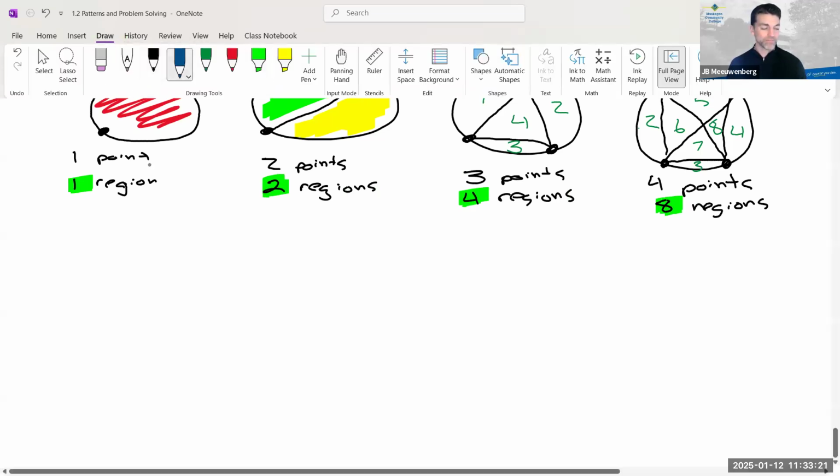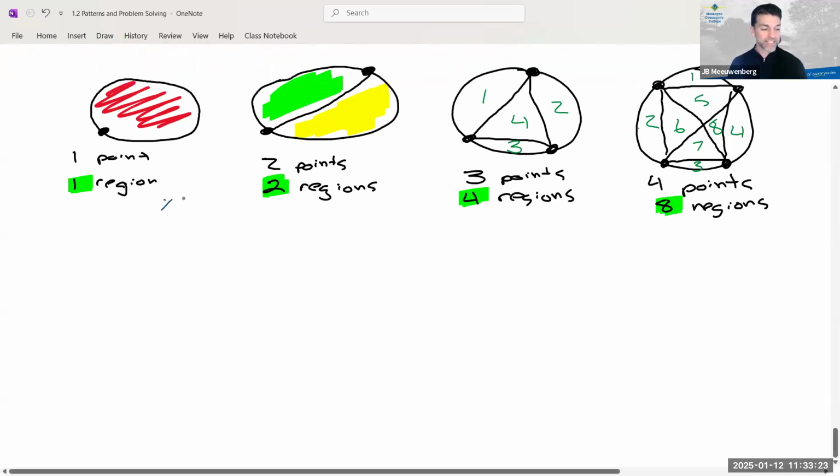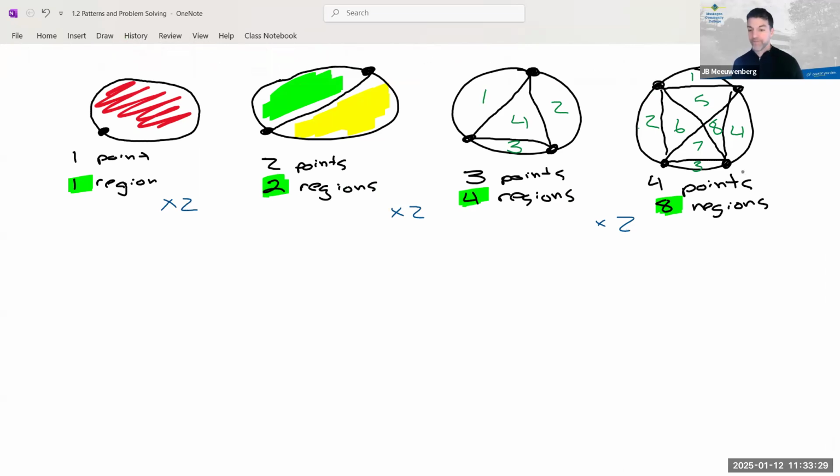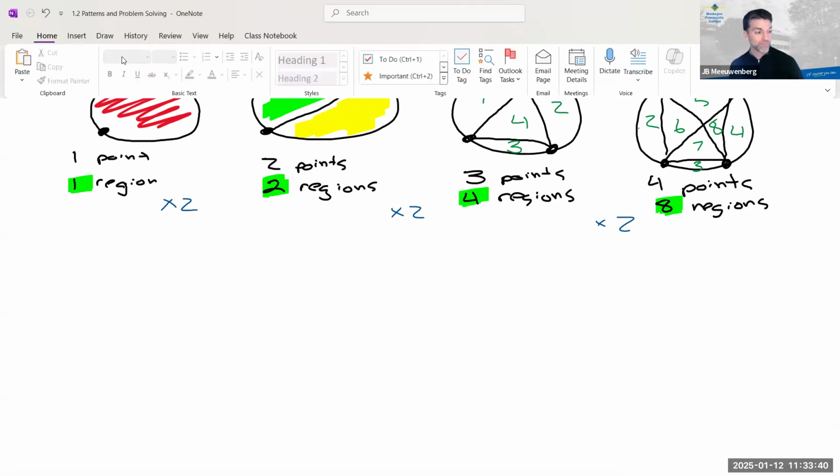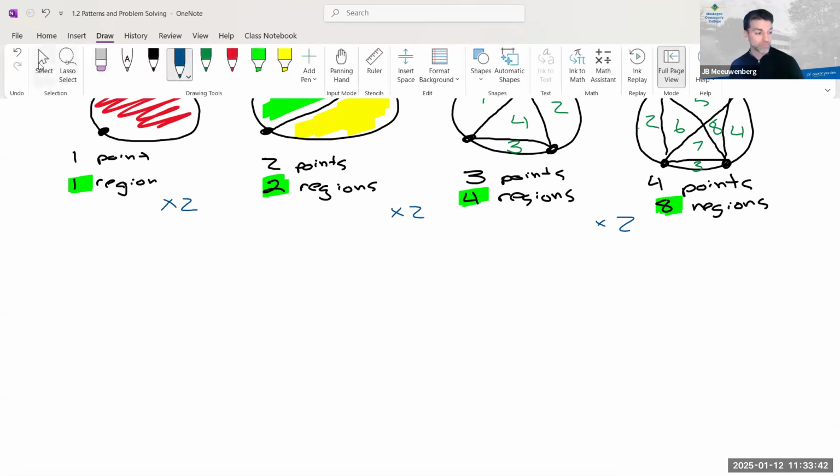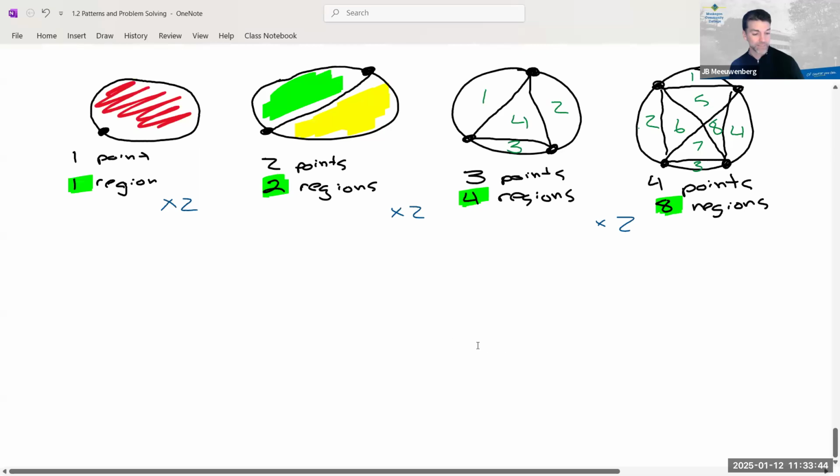Do we notice the pattern? The number of regions is doubling, right? Times 2, times 2, times 2. So how many do we think might be in the 5th one? If we have 5 points, would we expect there to be 16 regions? Well, I'm going to copy and paste a nicely drawn version of this. And maybe you try it on your own too, before I even paste it, see what it would look like.